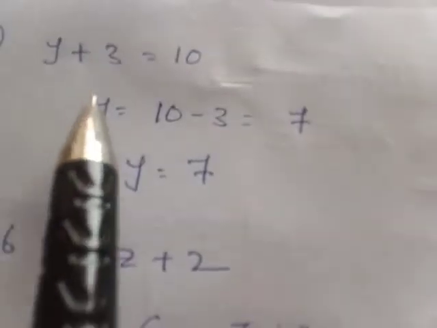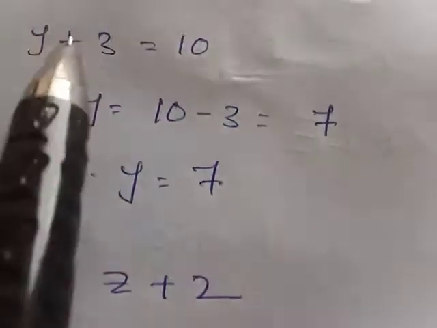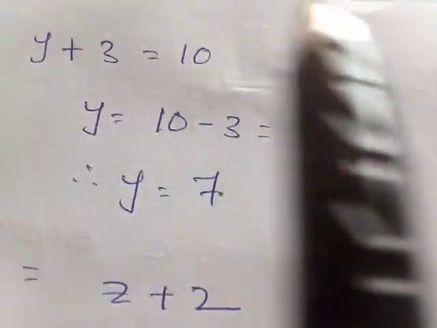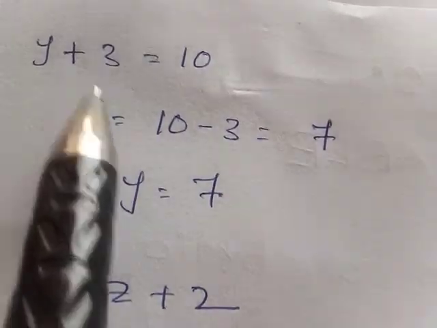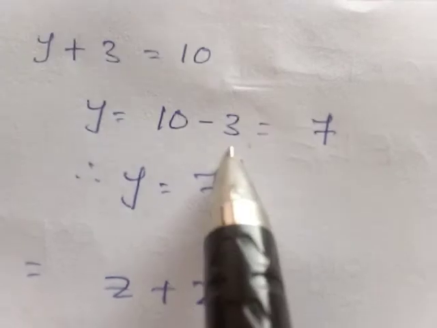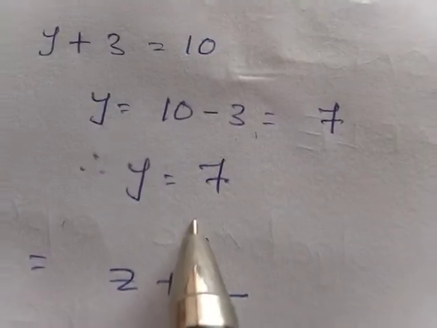Next, the second one, y plus 3 is equal to 10. Here y is equal to, no need of this 3 here. We are sending it to this side. So this plus 3 becomes minus 3. So 10 minus 3 is equal to 7. So y is equal to 7.